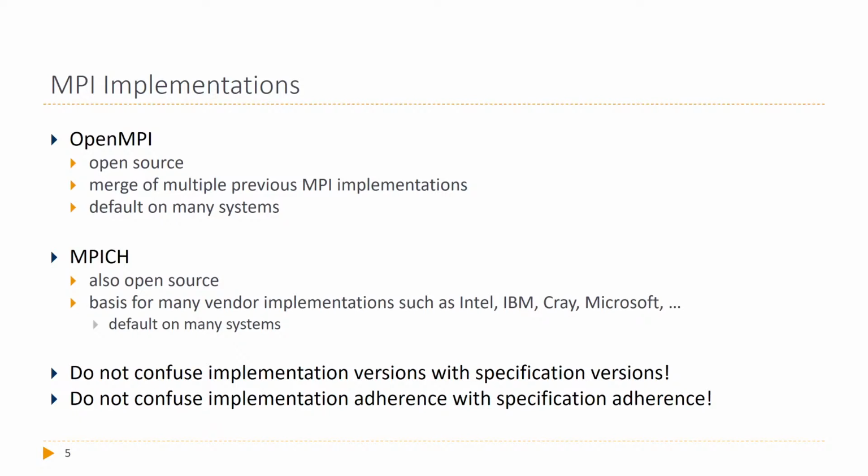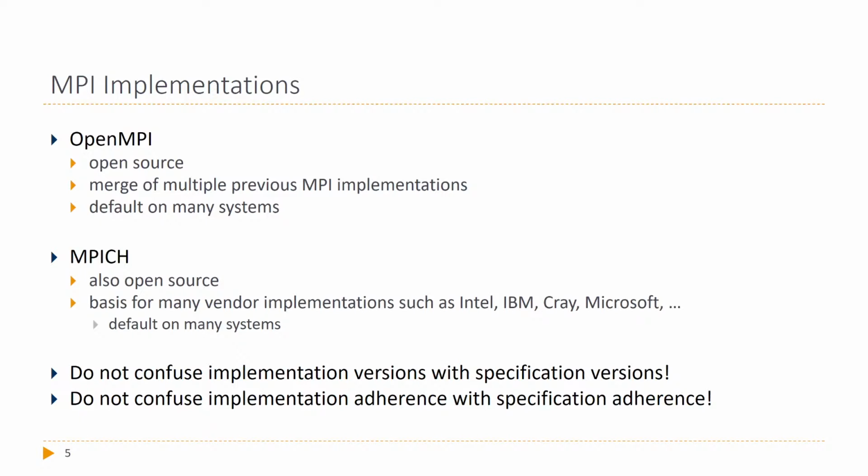The important thing here is you should never confuse implementation versions with specification versions. Now, the MPI specification versions, as I showed you on the previous slide, are 2.0, 3.0, and 3.1, for example, but you will also have OpenMPI implementation versions. For example, there's an OpenMPI version 3.1. That has nothing to do with the MPI standard 3.1, because OpenMPI versioning is just software versioning, and OpenMPI at its version 2.0 was already MPI standard 3.1 compliant.